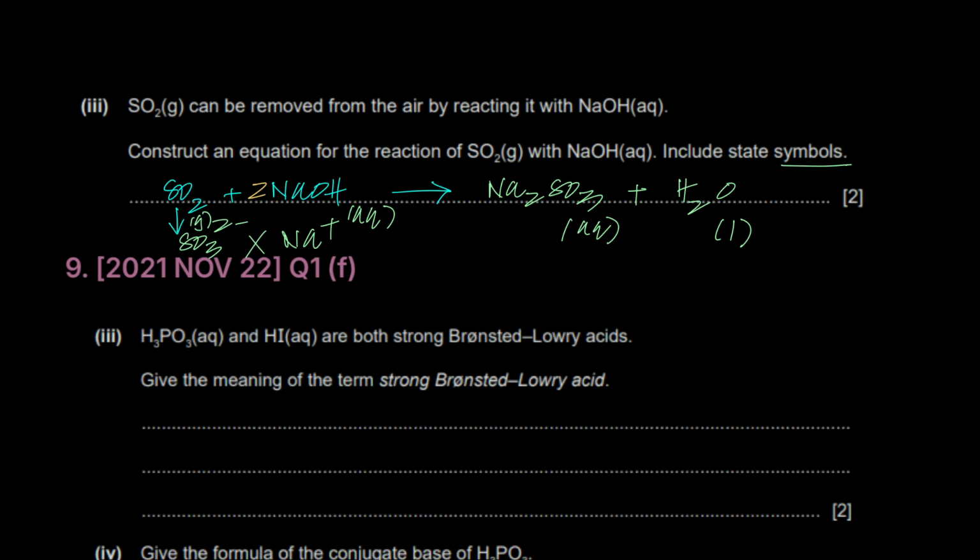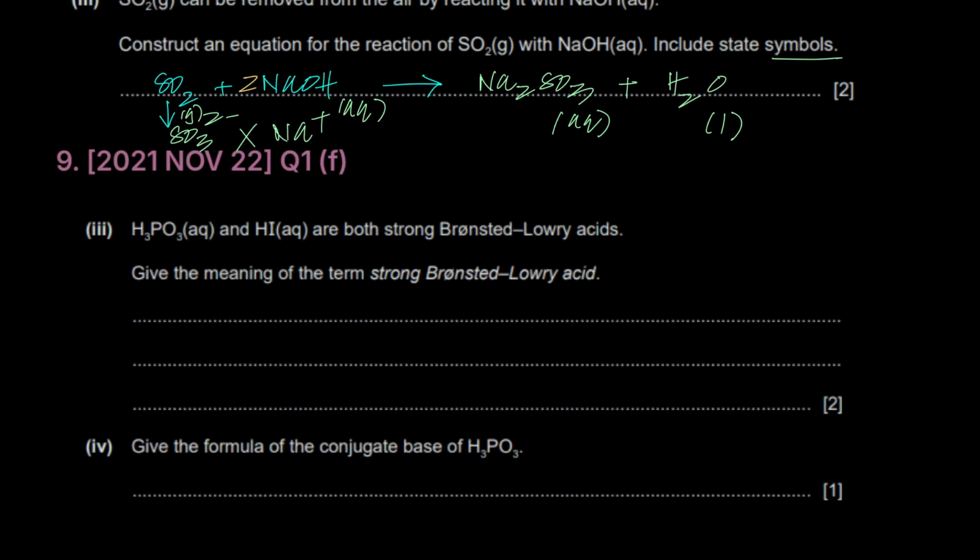Next. H3PO4 and HI are both strong Bronsted-Lowry acids. What's the meaning of strong Bronsted-Lowry acid? Again, explain acid to the examiner and explain strong to the examiner. It's a proton donor. That's what an acid is. It's a proton donor. And strong means which fully ionizes in an aqueous solution.